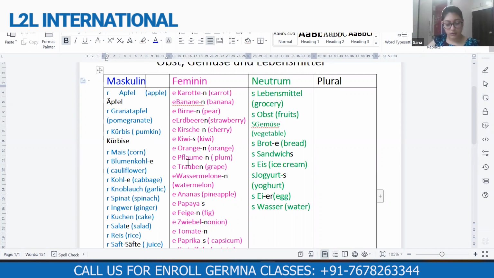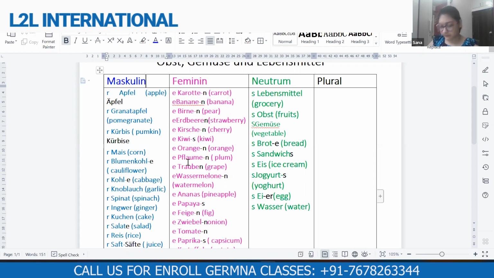I have done all with the rows only. Could you please tell the plural for coffee? For which word? The coffee. Der Cafe, die Cafes. Add an S to it.